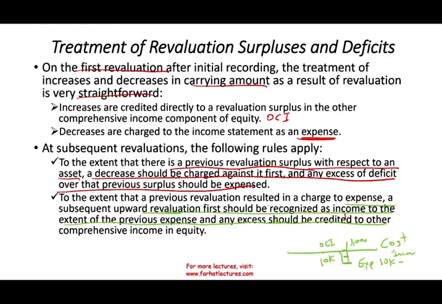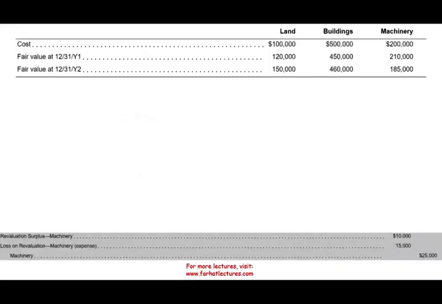Anytime you are dealing below the line, and the line is cost, you are dealing with expenses and income. If it went up, it's an income. If it kept on deteriorating, it's an expense. Once that value goes above cost, then you are dealing with OCI. That's basically it.